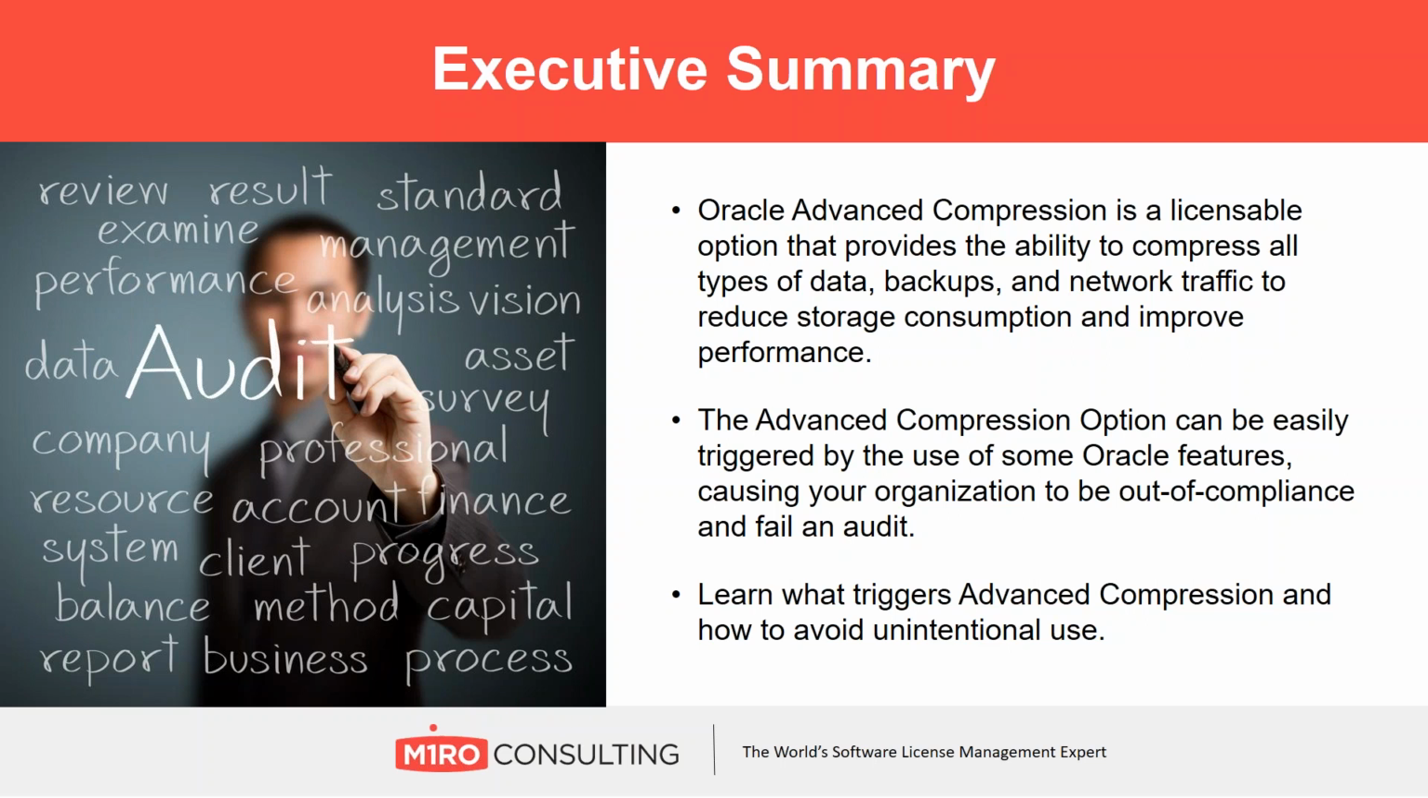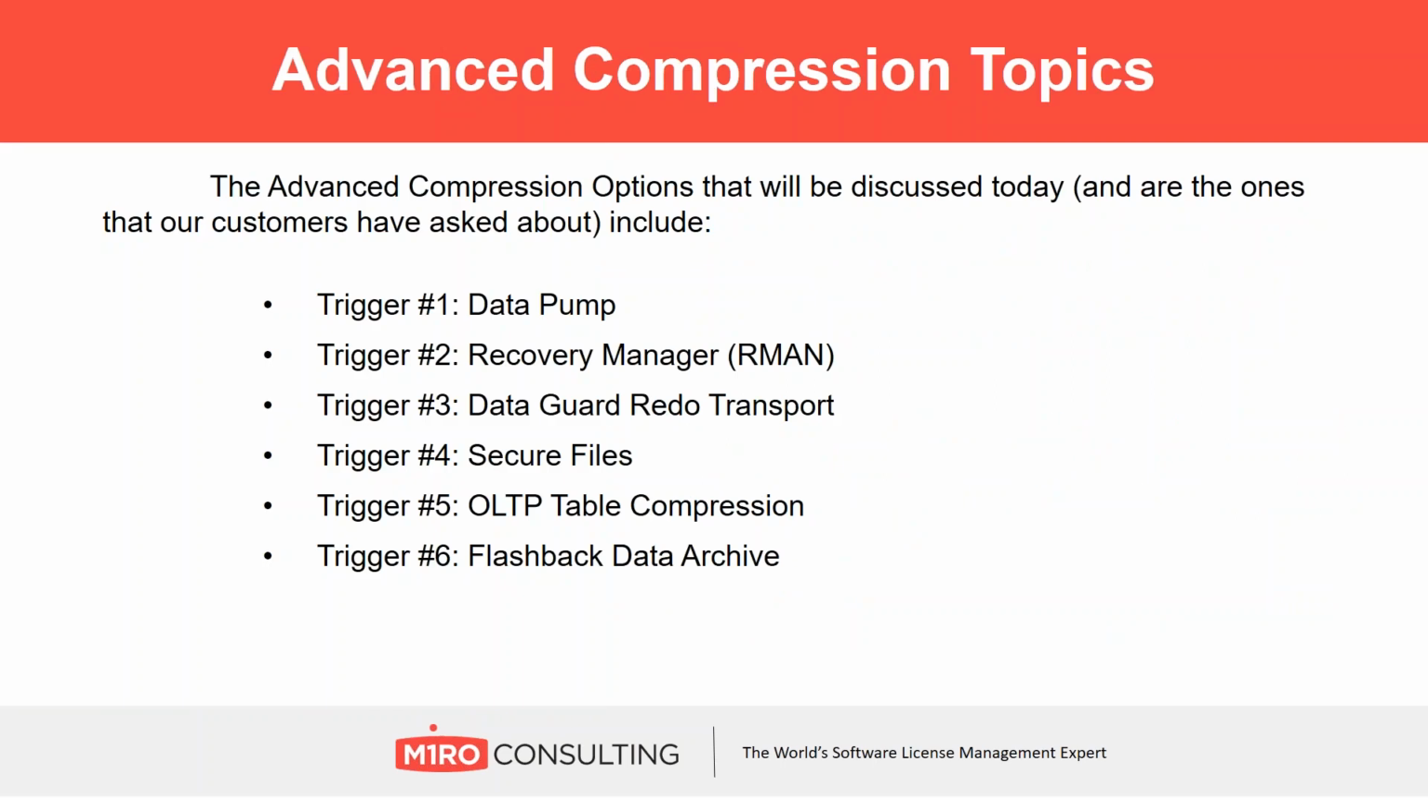So the reason for the webinar today is to go through 6 advanced compression options and highlight what triggers advanced compression and how to avoid unintentional use. The 6 advanced compression options that we're going to review today are Data Pump, Recovery Manager, Data Guard redo transport, SecureFiles, online transaction processing table compression, and Flashback Data Archive.